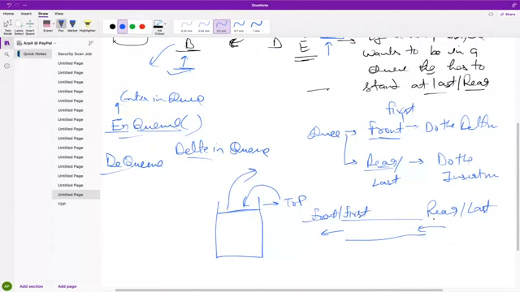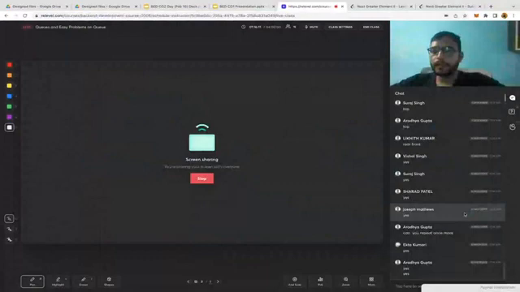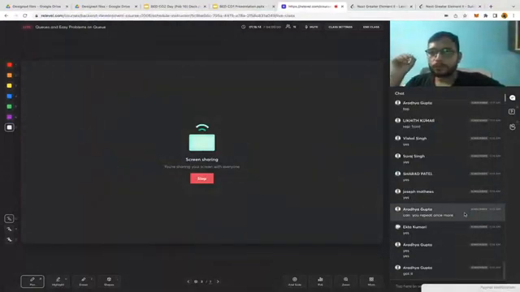So that's the variable names I was telling you, front and rear. Understood, Arad? Front and rear, what they are signifying. Okay. So now quickly, guys.